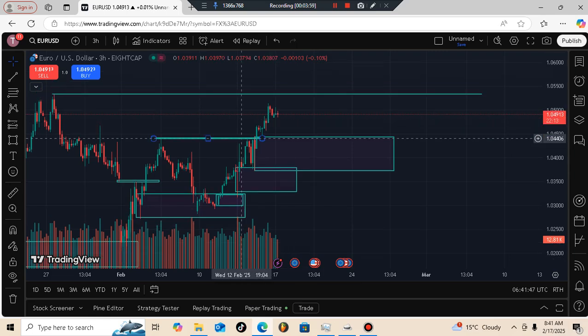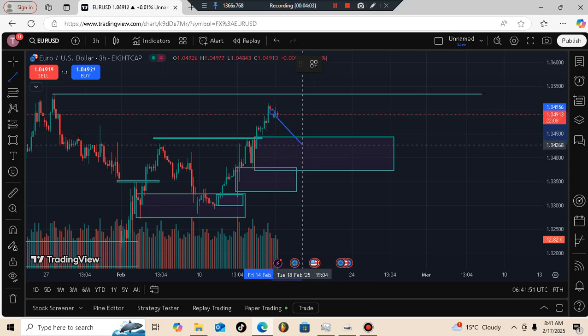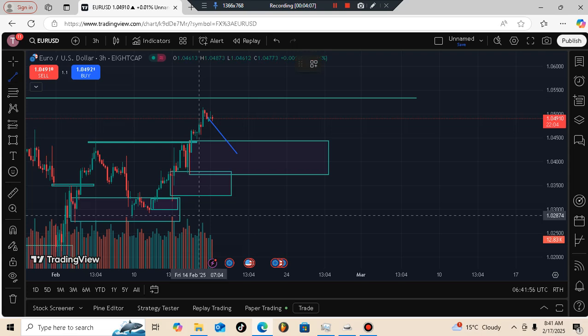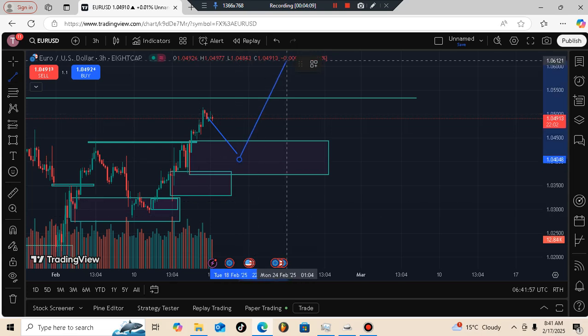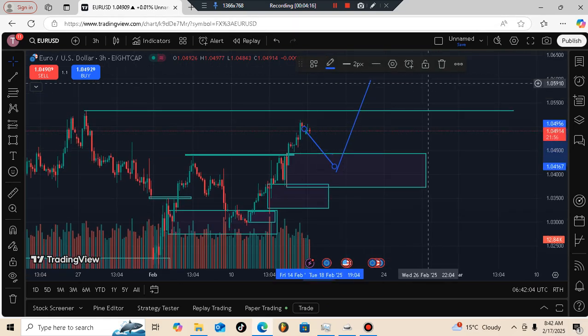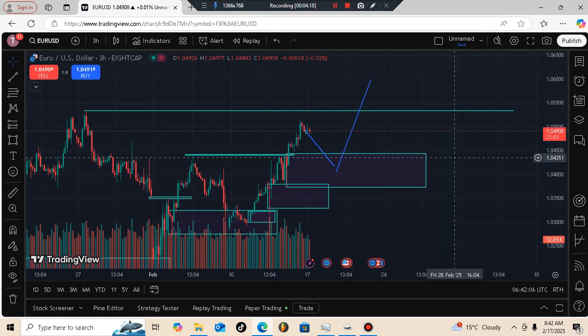So I would like market to come back into that area, retrace very slowly, retrace in ways that I like a lot, and then I would expect market to move away, breaking that external liquidity for the week, giving us level 2, giving us level 3. So that's what I'm looking at for EURUSD this week.